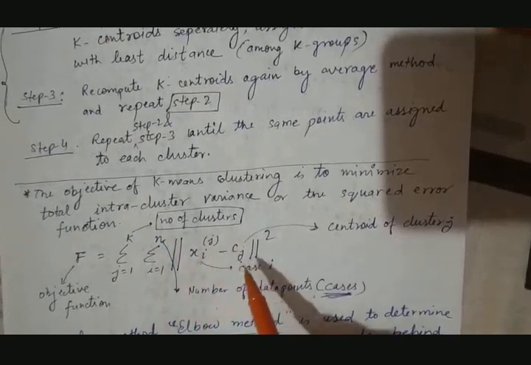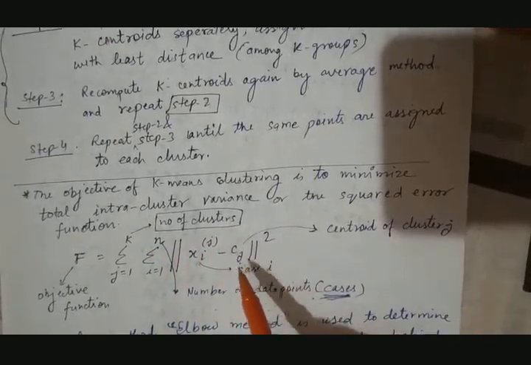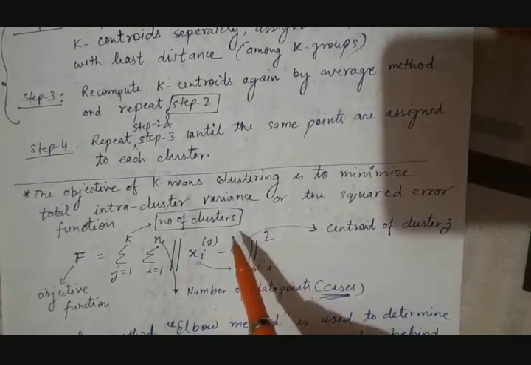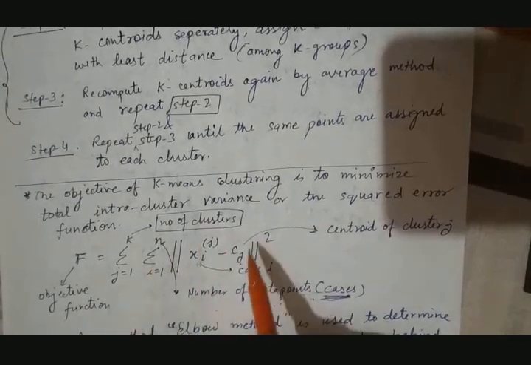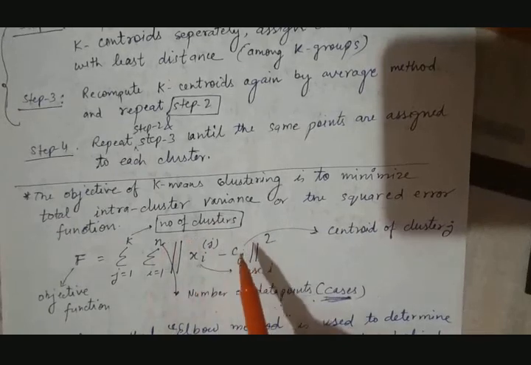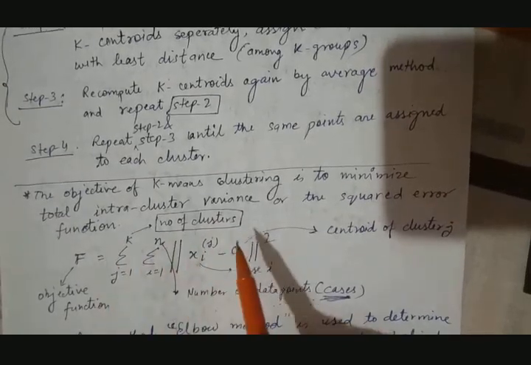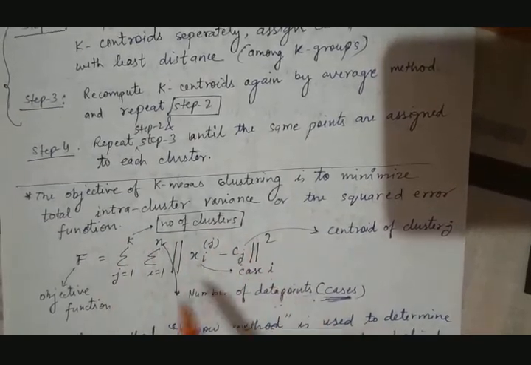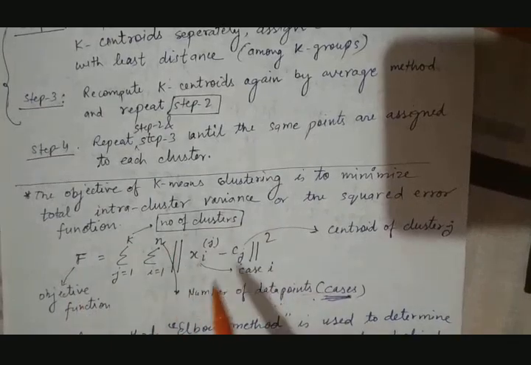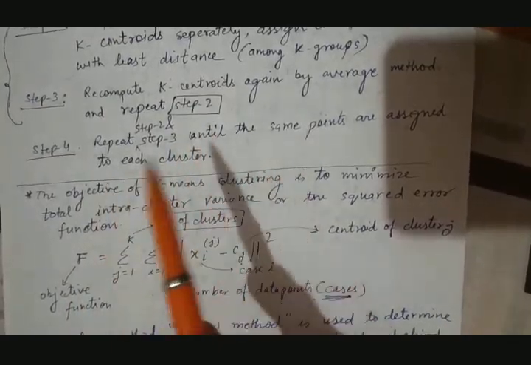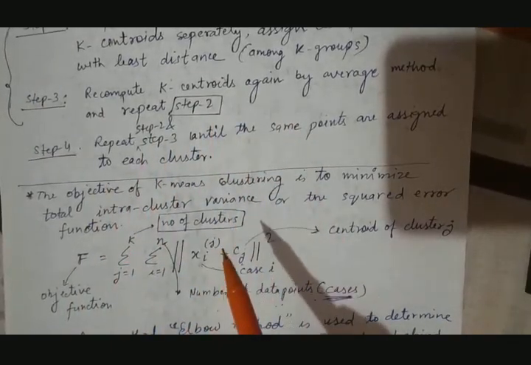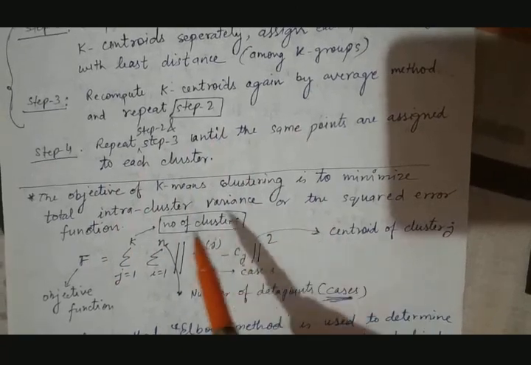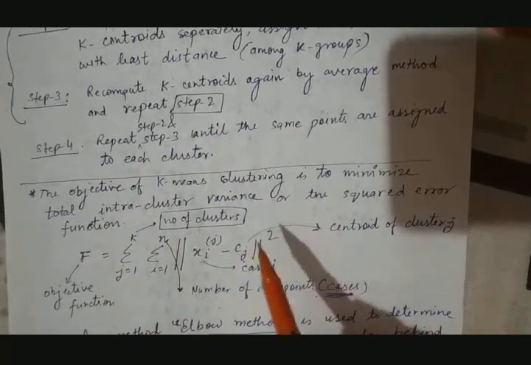Now xi here is the data point value of the jth cluster. And cj is the center of the jth cluster. So this is how we calculate the squared error function, and the objective of k-means clustering is to minimize this function. Anyhow, we have to iterate these steps many times until we get this squared error function at a minimum value.